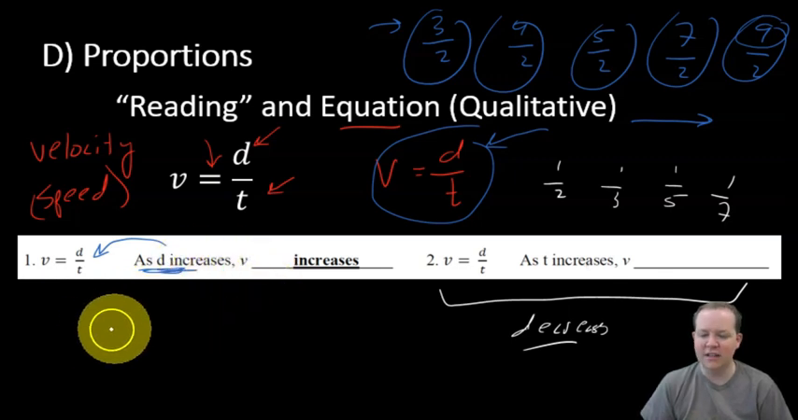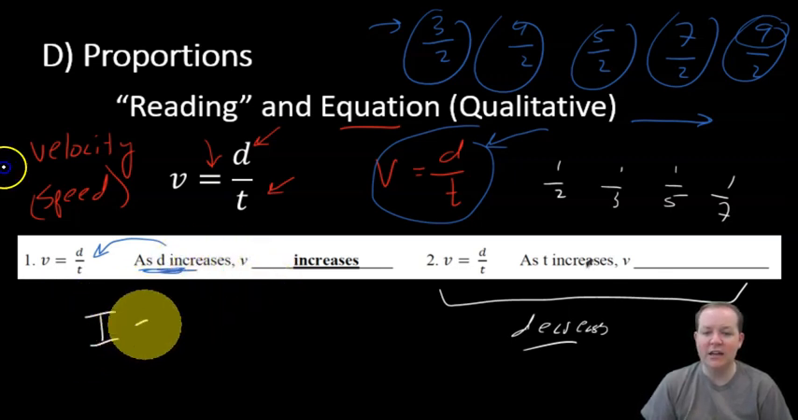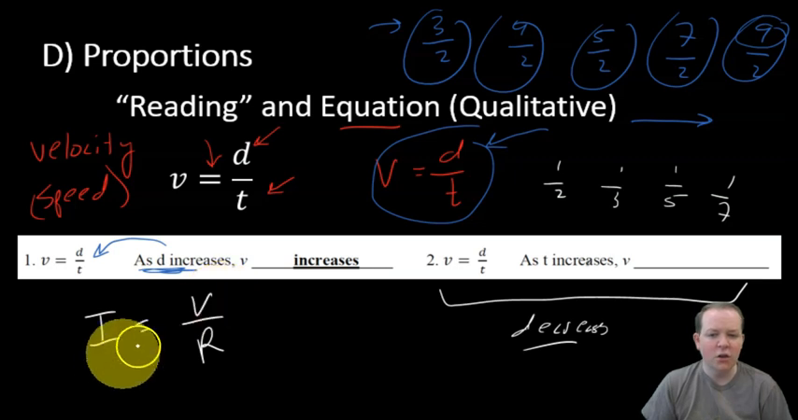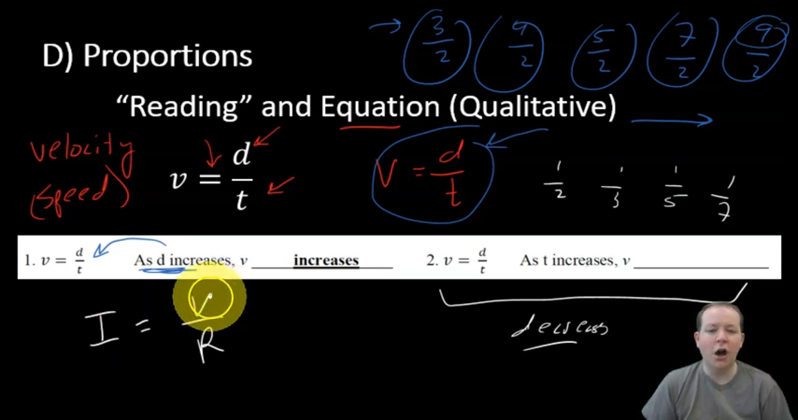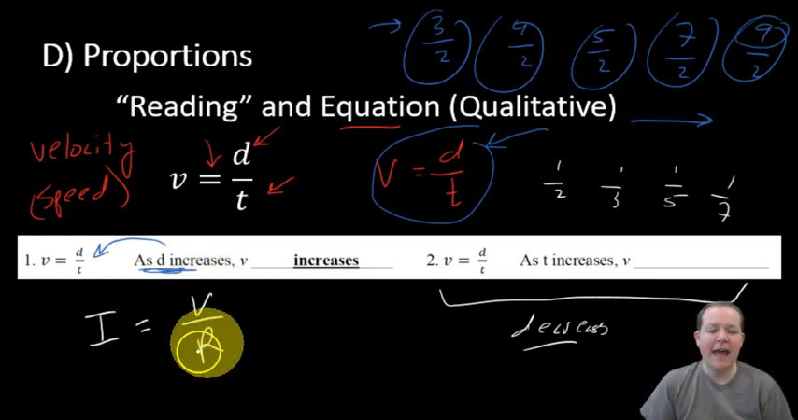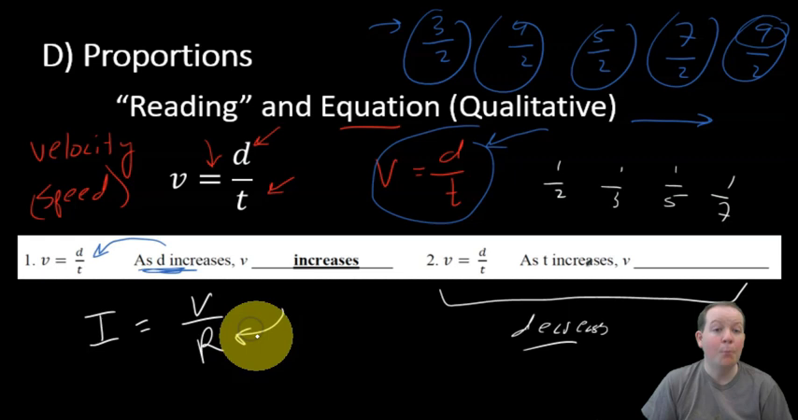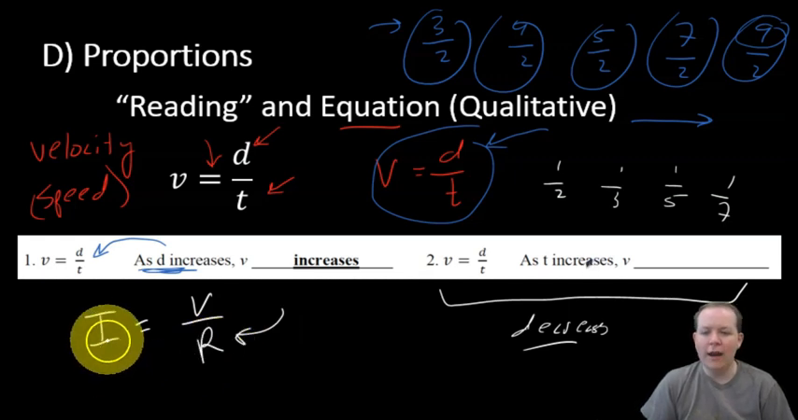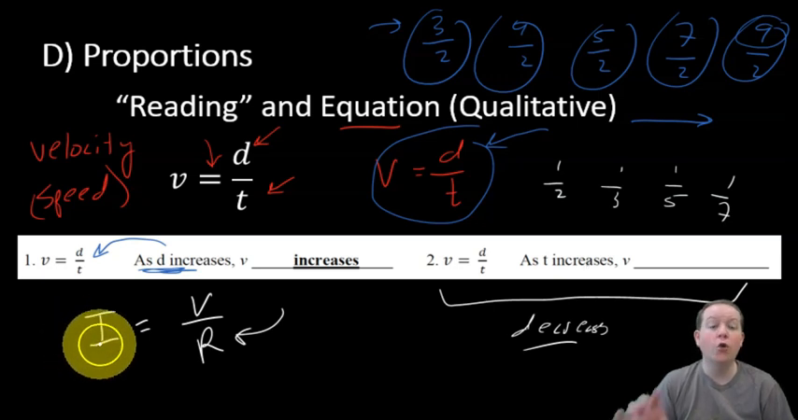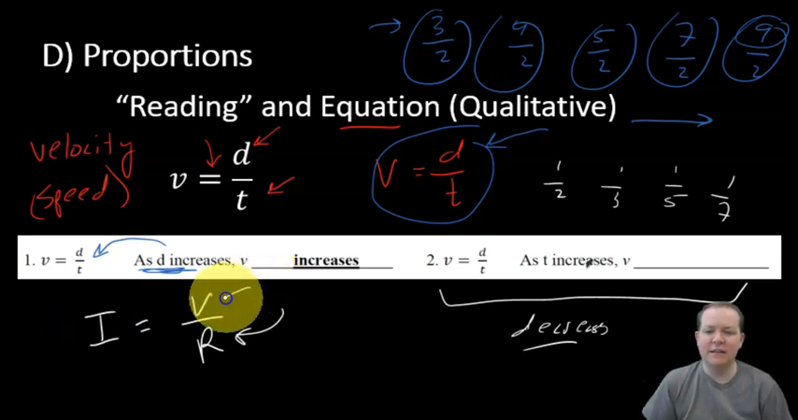Here's another equation. Let's say the current in a wire is equal to the voltage divided by the resistance. Well, if I increase the voltage, what happens to the current? If the top increases, the overall amount increases. I goes up. If I tell you that there's now more and more resistance, what happens to the current? If the bottom goes up, the overall result goes down. So there are similar relationships and opposite, inverse relationships. That's what this is really getting at, okay?